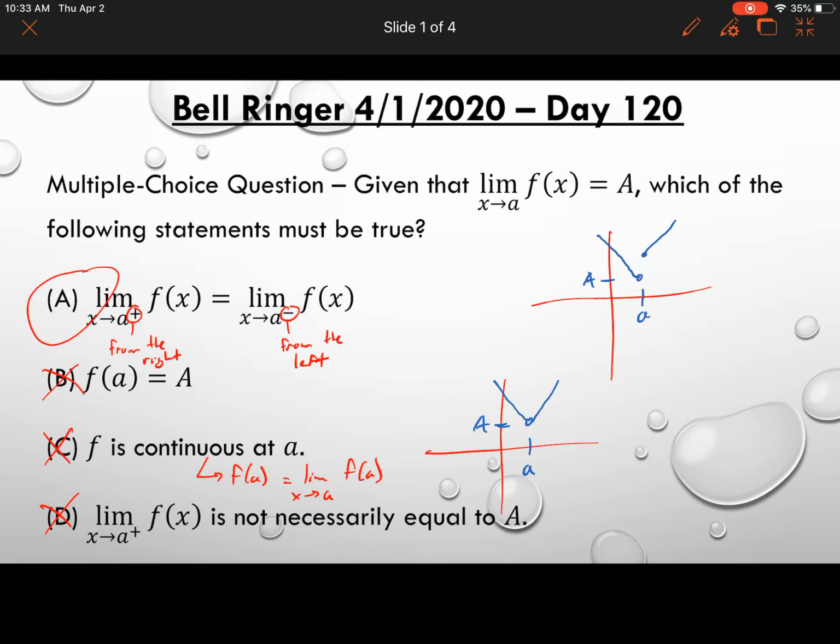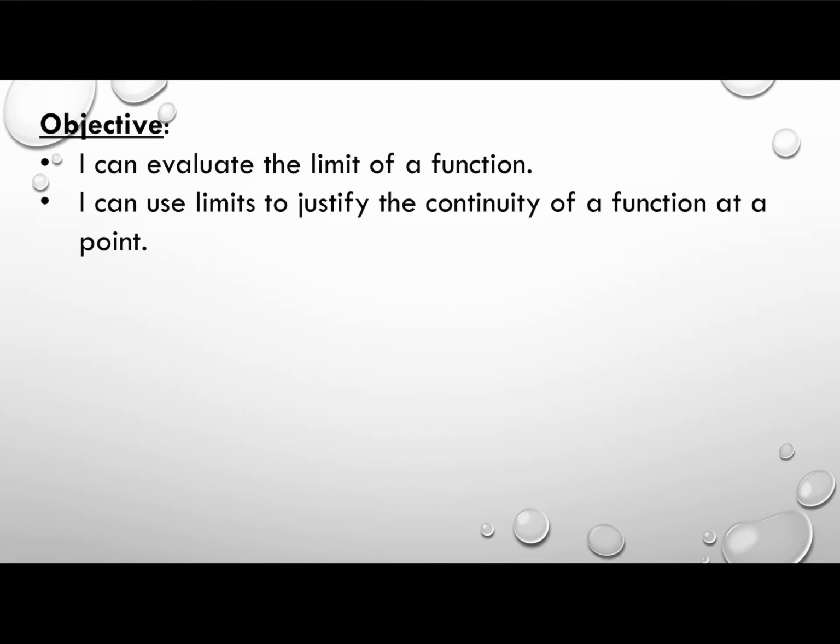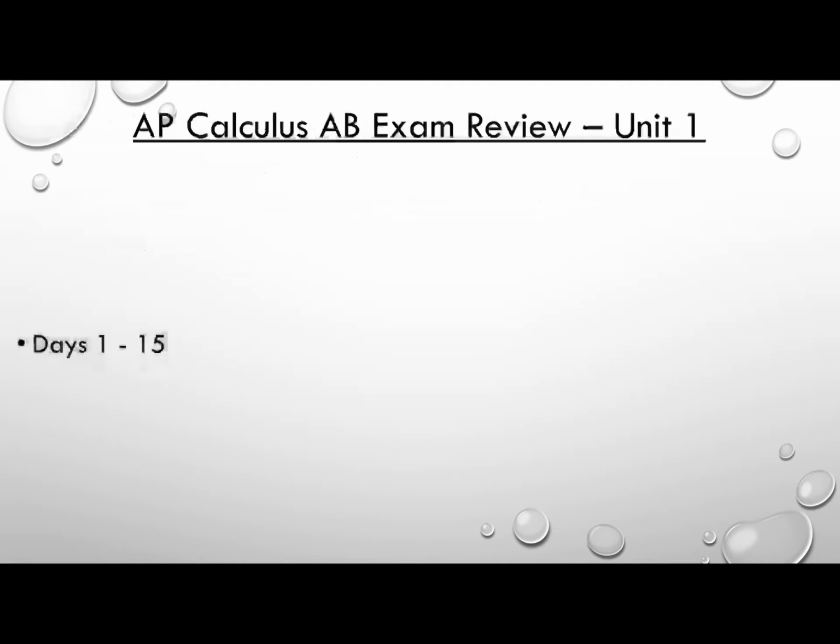So I picked this bell ringer for a reason, because today's lesson is going to be focused on the very first unit of the curriculum, Unit 1, which was all about limits and a little bit of continuity in there as well. So the focus of today's lesson is going to be limits and continuity. On the handout that I will be uploading, you'll see a section where I tell you to look at your days 1 through 15 notes. That was basically what Unit 1 encompassed, days 1 through 15. If you look at your days 1 through 15 notes, you will see everything related to limits and continuity.